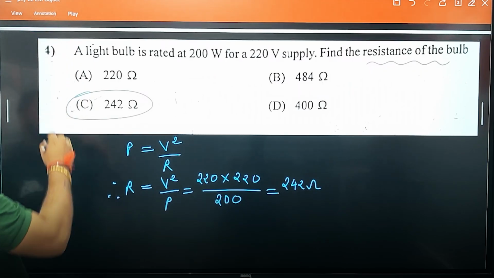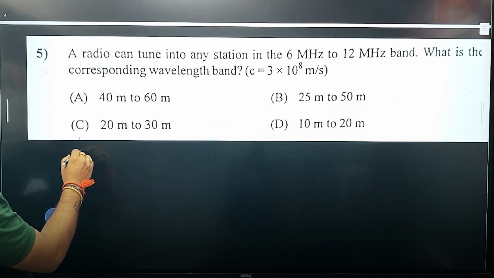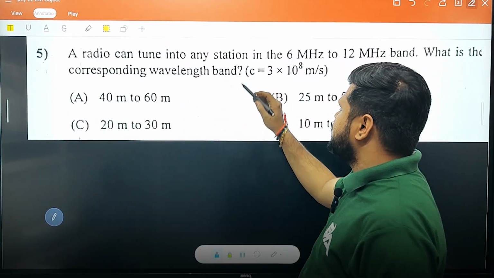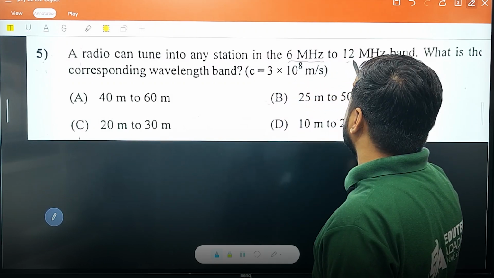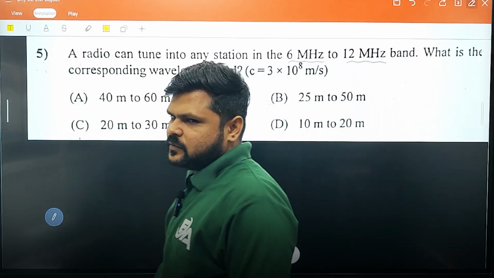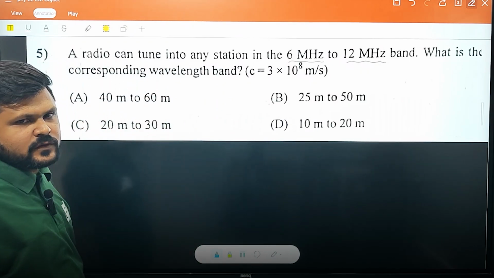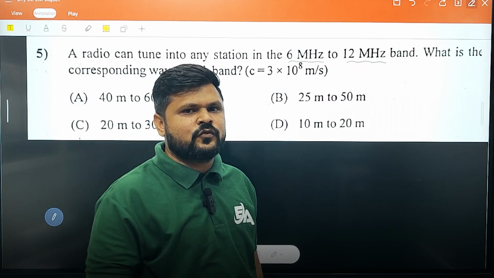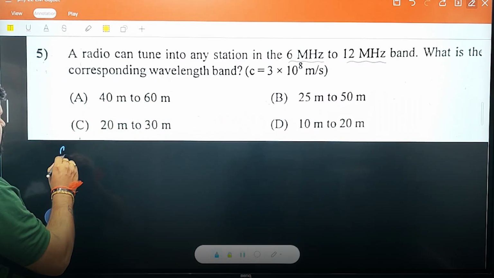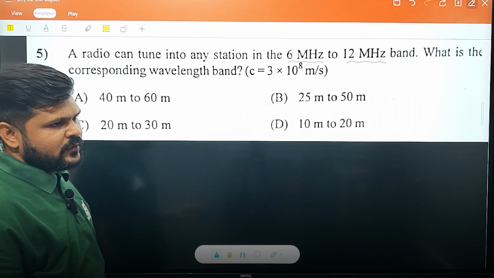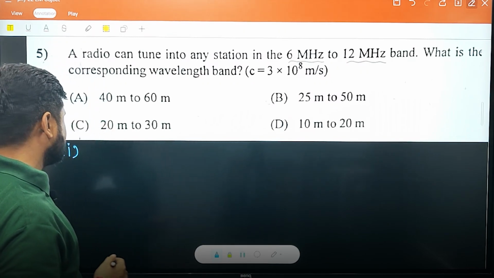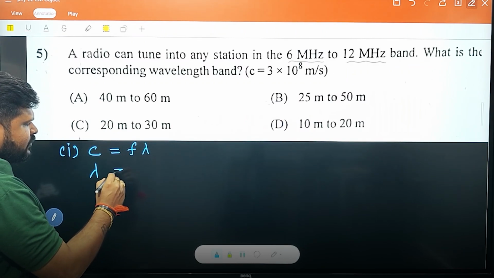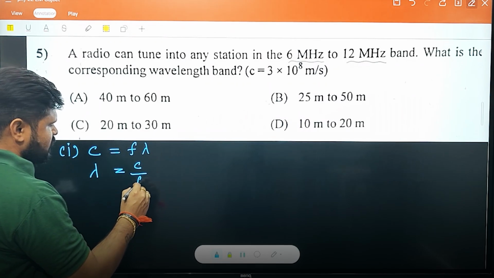Now we will move towards the next MCQ, MCQ number 5. Again an easy MCQ. There is one radio which can tune in the range of 6 MHz to 12 MHz. What is the corresponding wavelength for both the frequencies? Simply, we are given two values of frequency and we are asked to find the wavelength. First of all, we will use the simple formula of wave velocity, that is C equals F lambda. Make lambda the subject, so lambda equals C by F.